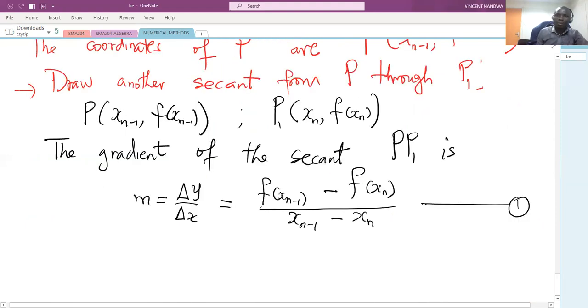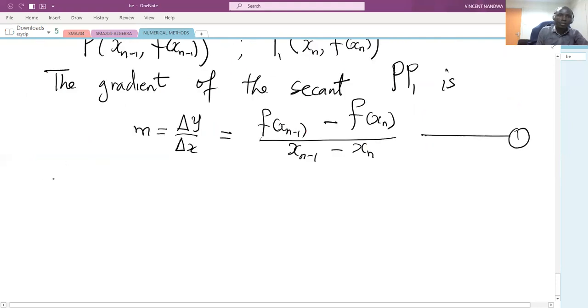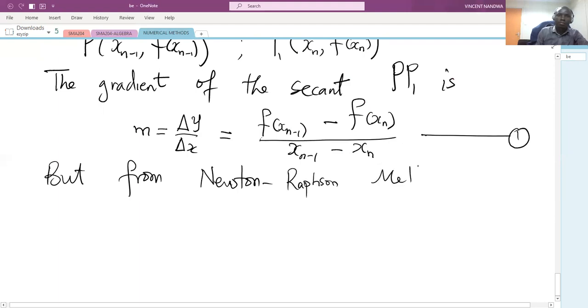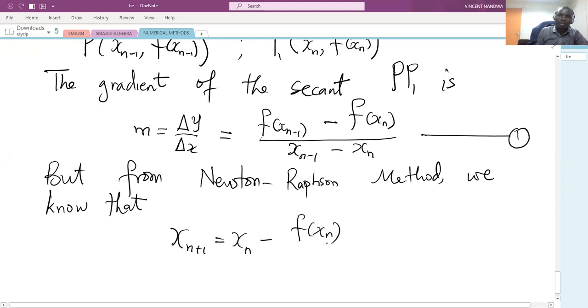So from the Newton-Raphson method, we know that xn plus 1 is given by xn minus f of xn divided by f prime of xn. Let's call this equation 2.